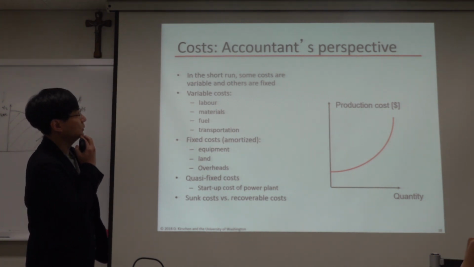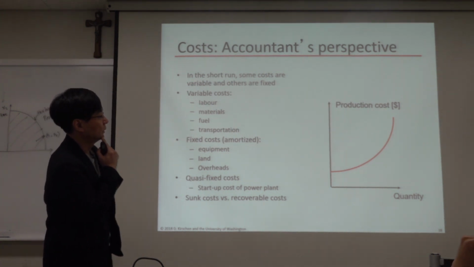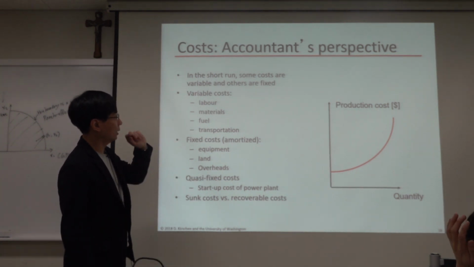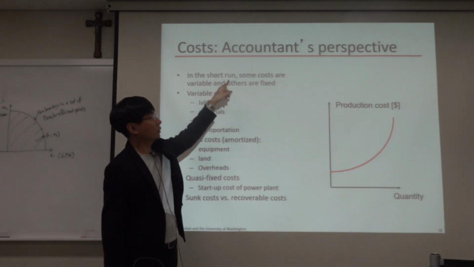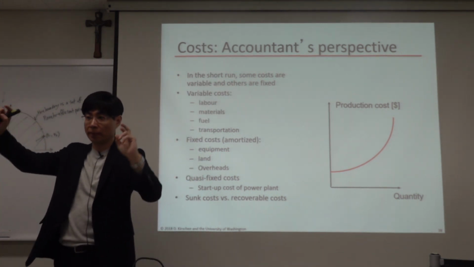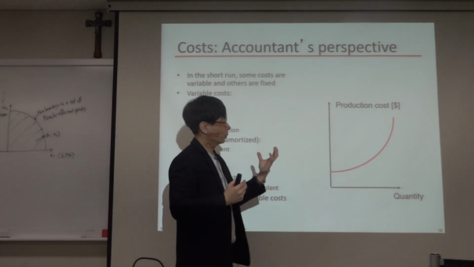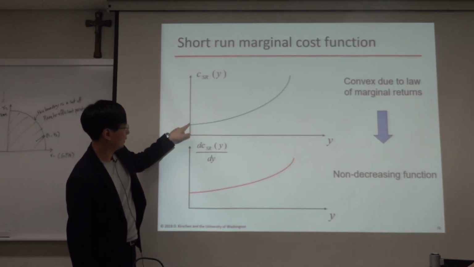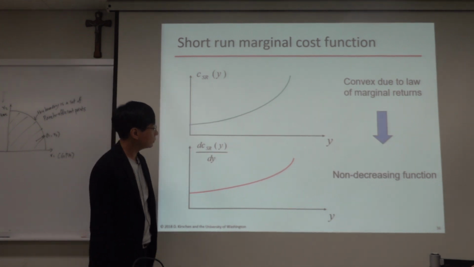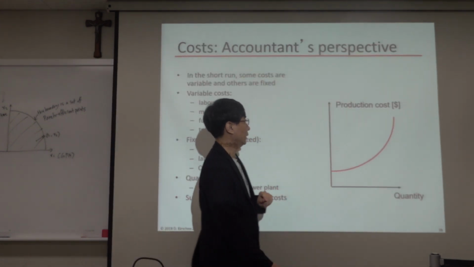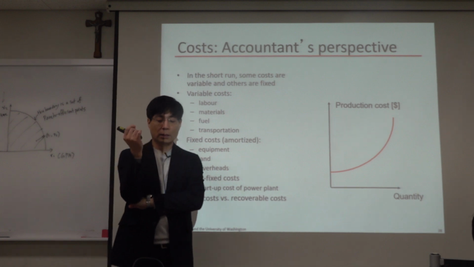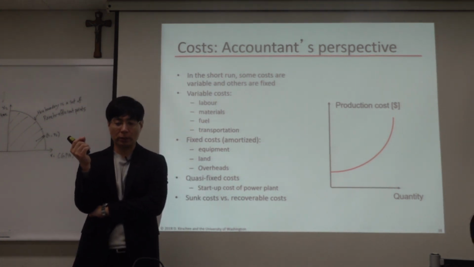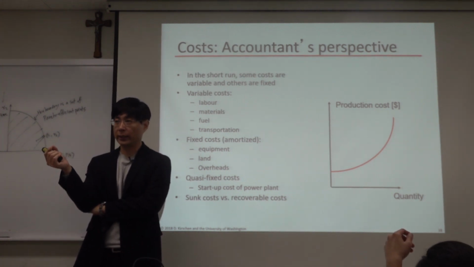Cost, accountant's perspective. In the short run, some costs are variable and others are fixed. Here, the accountant means 회계사. Okay. So we have the fixed cost here. So some cost is fixed. That means the fixed cost is independent of the production quantity y.